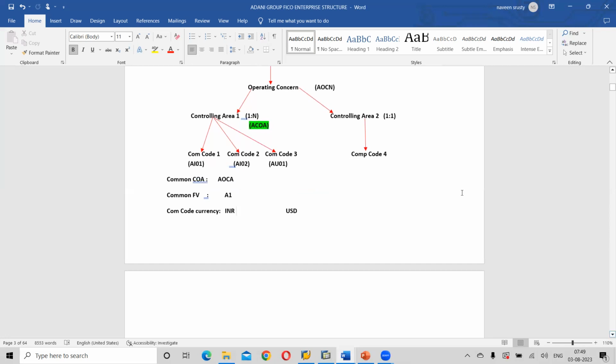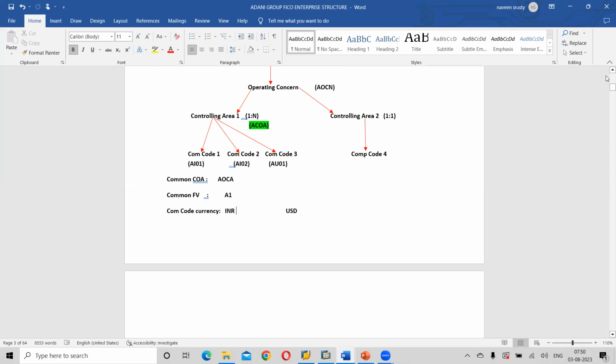And one more example. Controlling area 2, 1:1 methodology, and we are not going to use this in the initial phases. So I'm taking company code 4, where probably the chart of accounts is different from these 3 company codes, and the fiscal year may be different compared to these 3. So I can't combine them. If the fiscal year is different and the chart of accounts is different, then I can't take company code 4 into 1:n methodology. I need a separate controlling area for this.